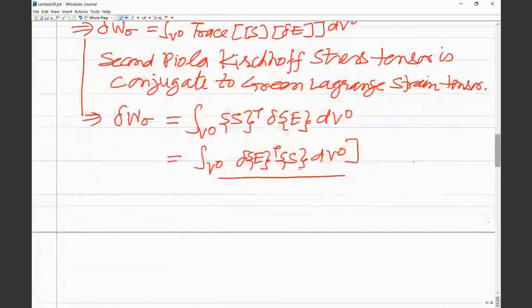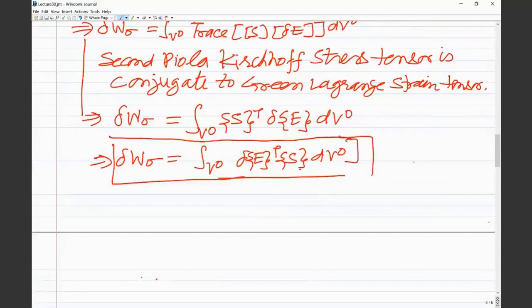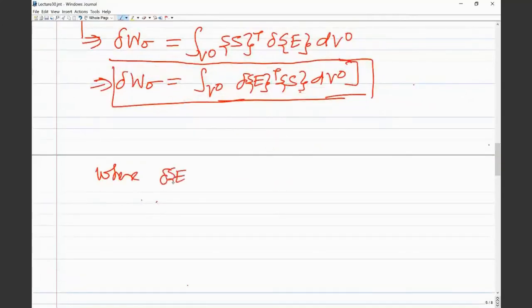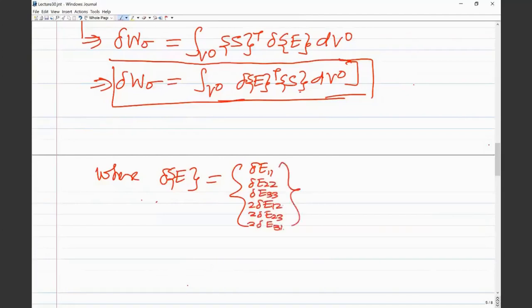So now in this expression, delta W sigma is equal to this expression. I will be using this for the further development of the element level governing equations. So in this, of course, as you know, we have already defined delta E. Delta of E is actually equal to delta E11, and we have defined the components of the Green-Lagrange strain tensor already. So delta E11, delta E22, delta E33, twice of delta E12, twice of delta E23, twice of delta E31. So this is your delta E here, and of course S is the components of your second Piola-Kirchhoff stress tensor, S11, S22, S33, S12, S23, and S31 in this expression.